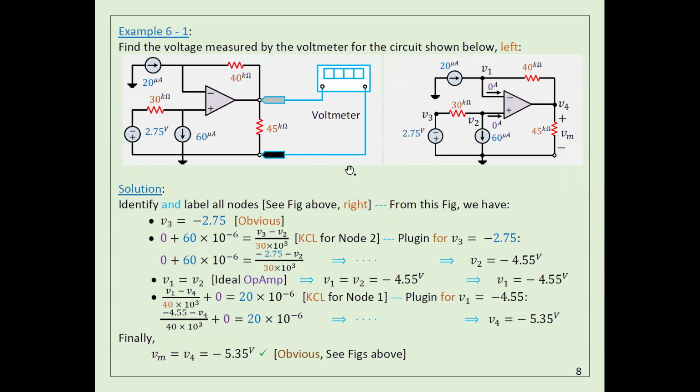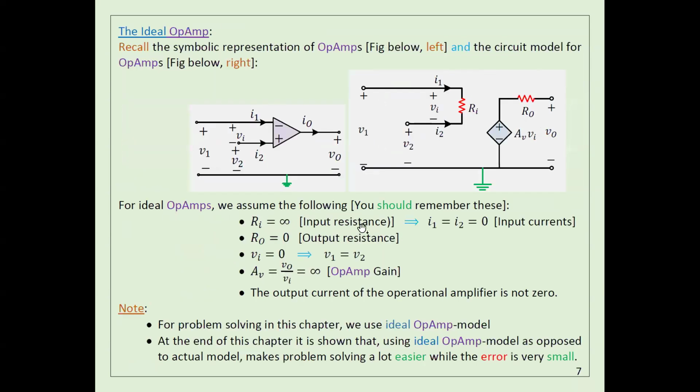I will use it in the whole chapter, and most people use it. In the last example, I will use the ideal model, and I will use the real model as well, and I will show the error is very small. But you have to do more work, or you make it more complicated to analyze the circuit. Is that okay? Okay, I think that's enough for today.